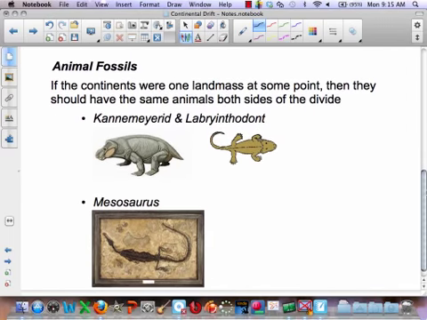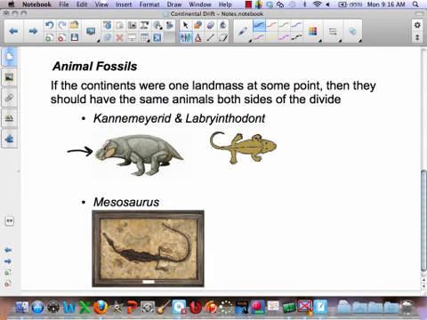Then he looks at animal fossils. And this is kind of important, because there's two types of fossils to look at, just like what Abby said, plants and animals. And I don't know about you, but this big guy right here does not look to be a strong swimmer. So I doubt that he somehow could swim from Africa to South America, roughly about 3,000 miles of open ocean. Don't think he's going to make it.